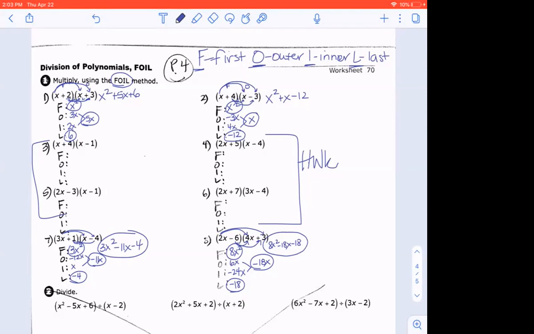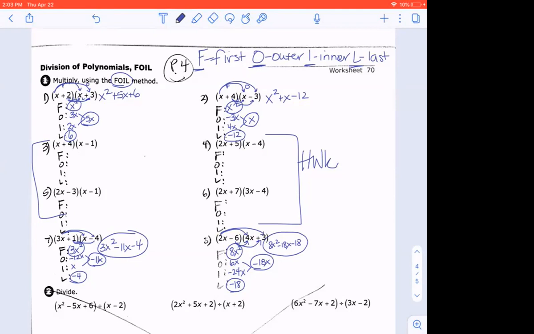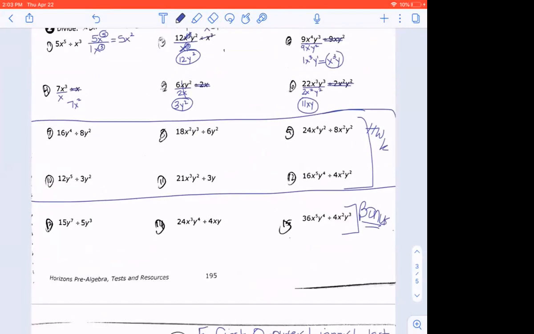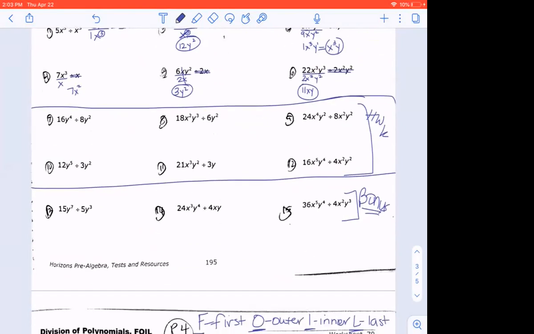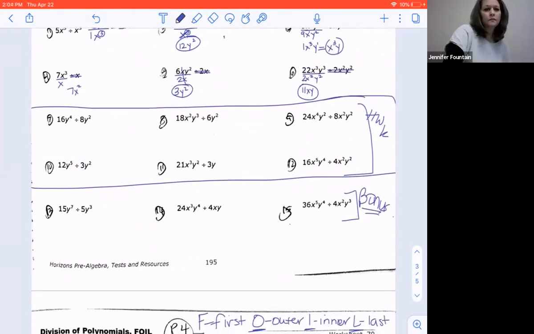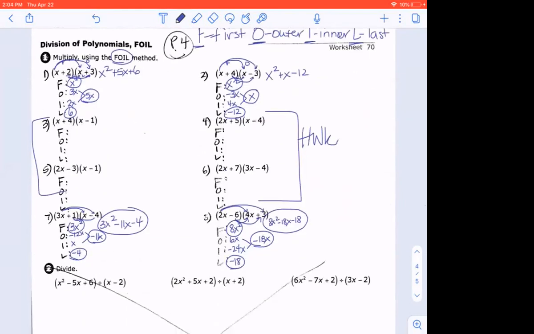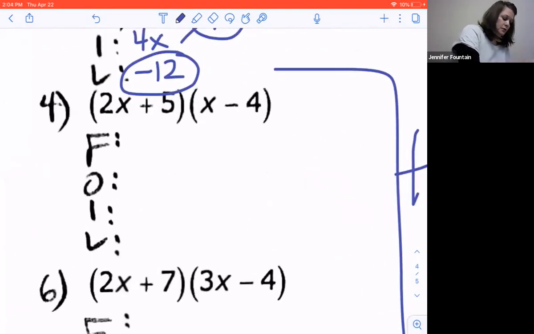Jennifer: Yes. I need a little bit of help. Okay, which number? The division of polynomials, FOIL number 4. Okay. FOIL, which one? FOIL number 4. Okay, so what are you going to do first?